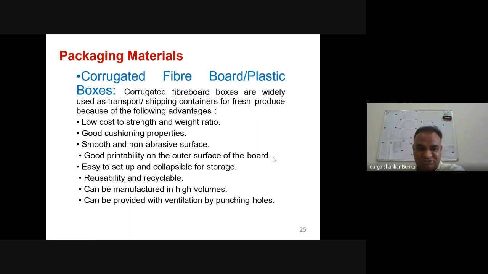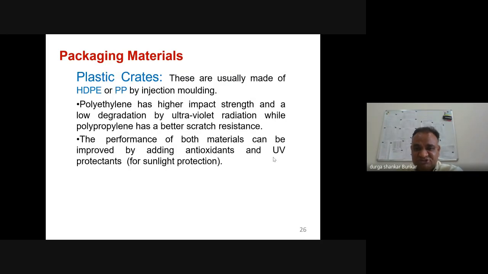The good cushioning properties, the smooth and non-abrasive surfaces, and they have good printability. So that's where we can provide the information about their harvesting date, their varieties, their transportation date. This is more accessible and easy to set up, and collapsible for storage. Reusable and recyclable, it can be manufactured in high volume and can be provided with ventilation by punching holes.